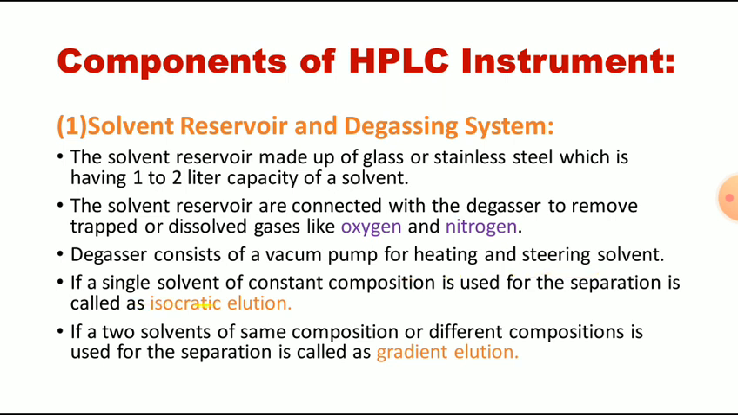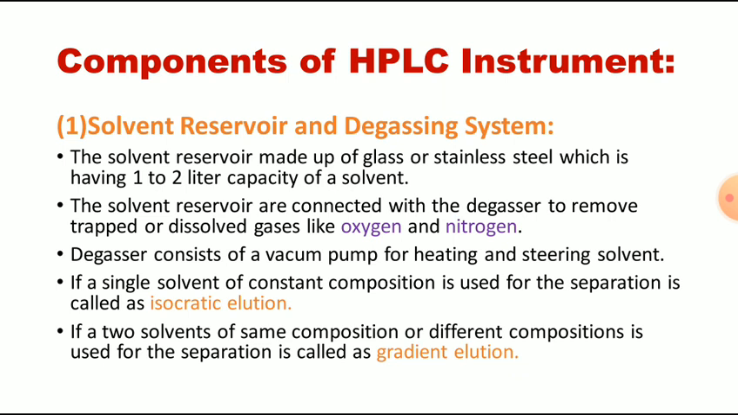If a single solvent of a constant composition is used for the separation, it is called isocratic elution. These definitions we have already seen in the previous lecture. Then if two solvents of the same or different compositions are used for the separation, it is called gradient elution.